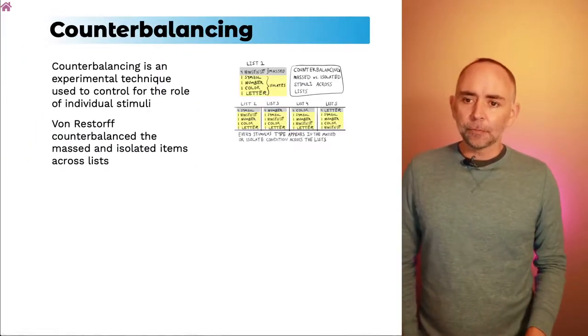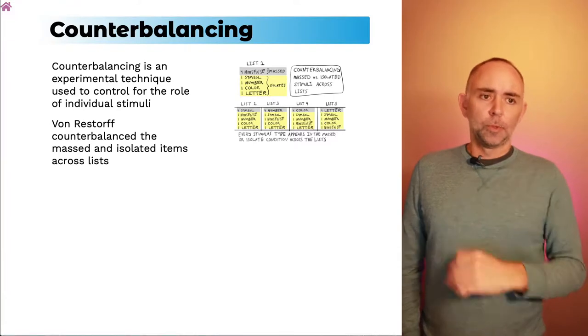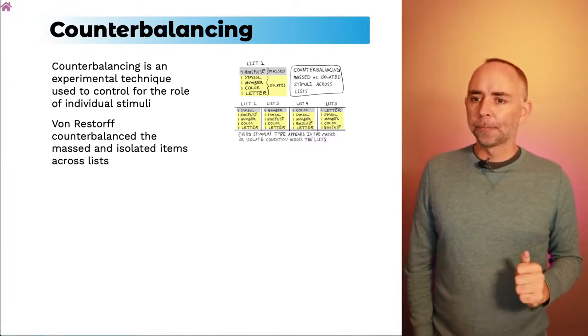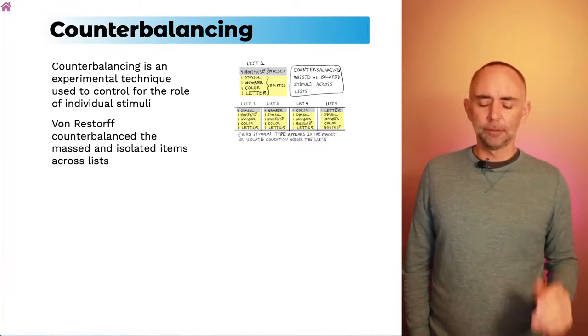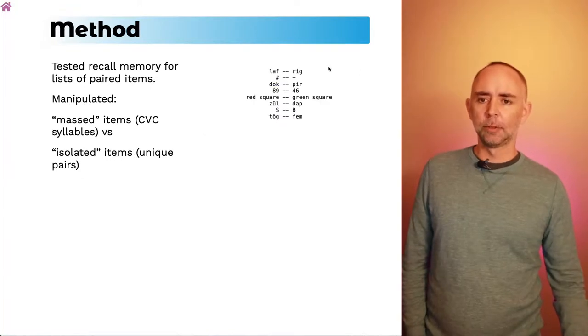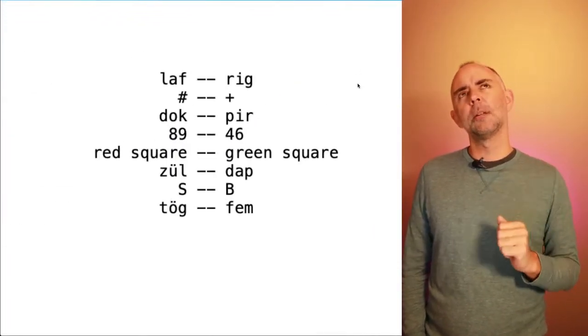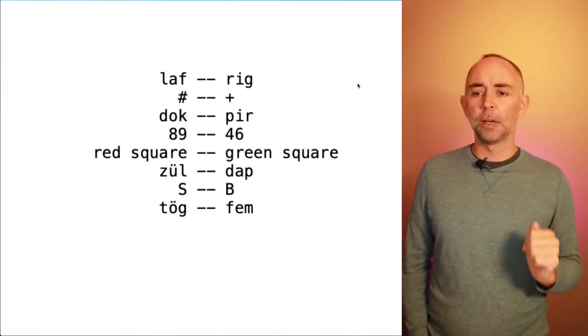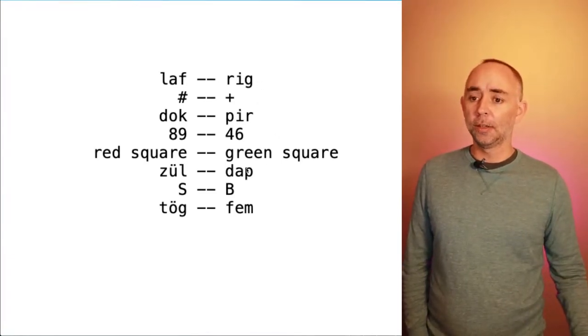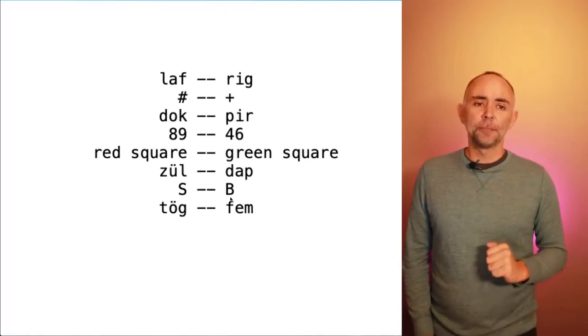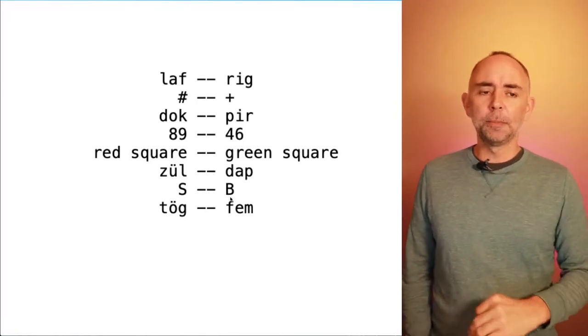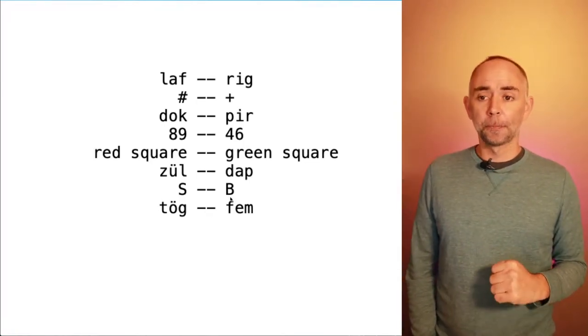Now, she did that experiment, and you might wonder, wait a minute. Okay, first of all, you should sit back and think, oh, I wonder which one people were better for. Were you better for the nonsense syllables or these unique items? I'll give you a hint. She found people were better for the unique items.